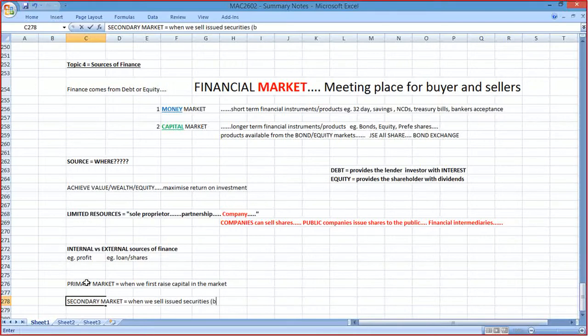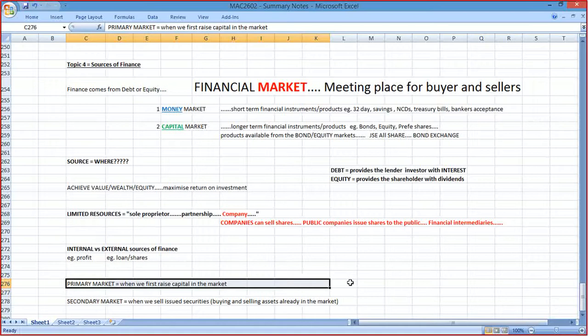Okay, so in other words, buying and selling assets already in the market. Here's the example. Primary market is if you had to go to the car factory and buy the car from the factory. Secondary market would be buying a second-hand car from a car dealer. Secondary is cars that have already been issued in the market. Primary is where I've bought directly from the factory, directly from the supplier. Okay, that's the difference.